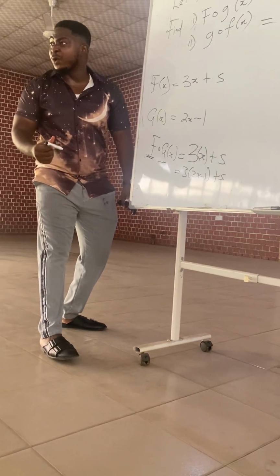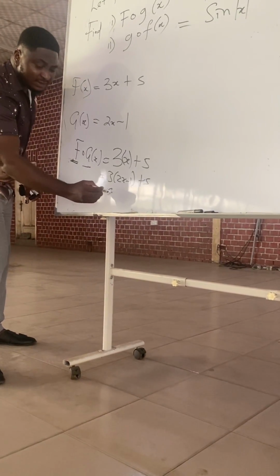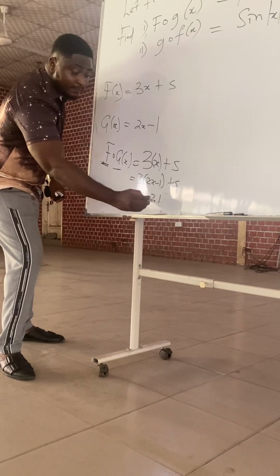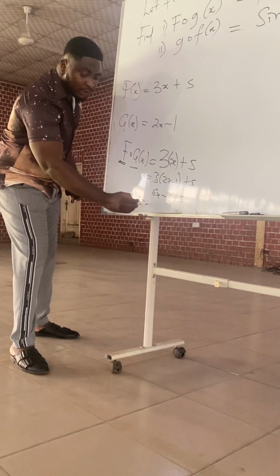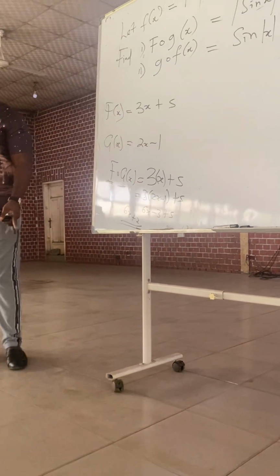Expand where necessary. 3 times 2x is 6x, 3 times minus 1 is minus 3. Minus 3 plus 5 is plus 2. Final answer is 6x plus 2. This is f of g of x.